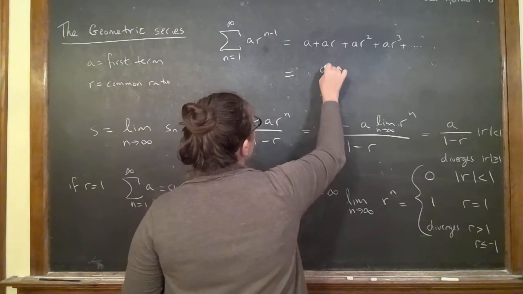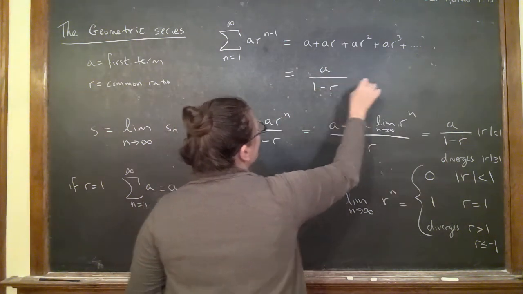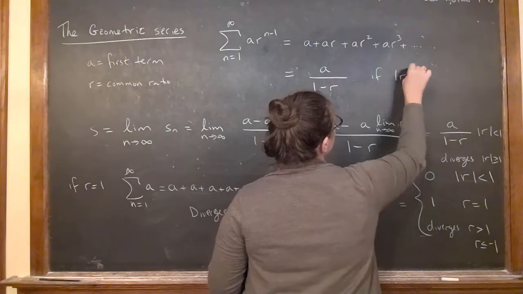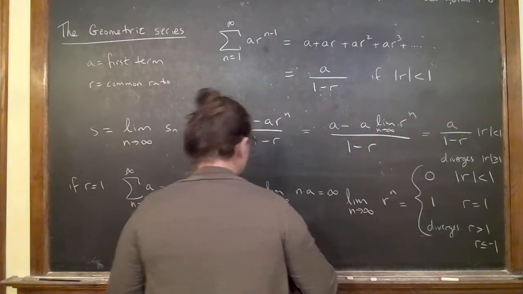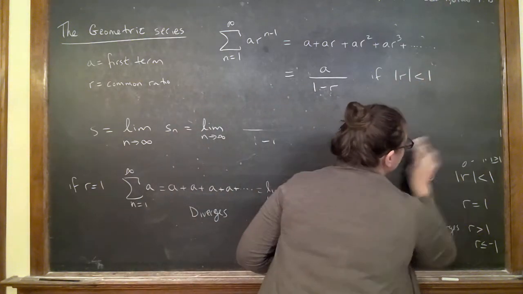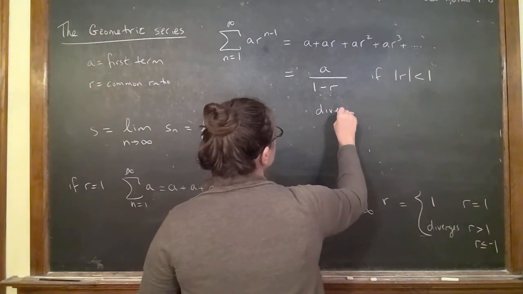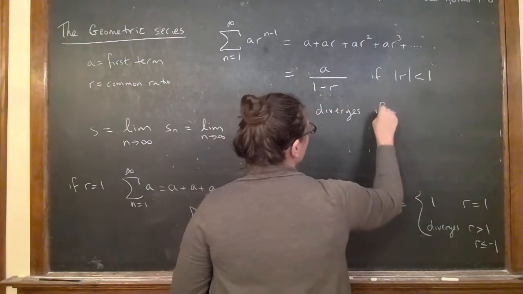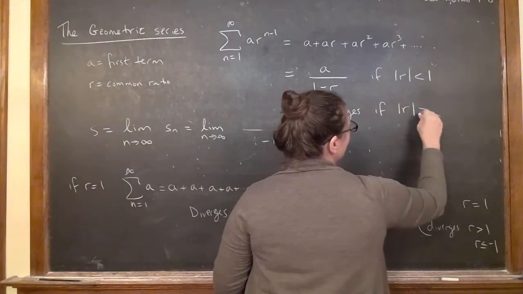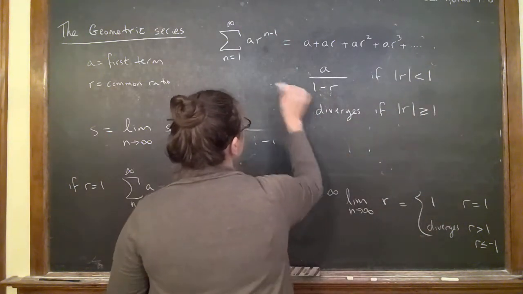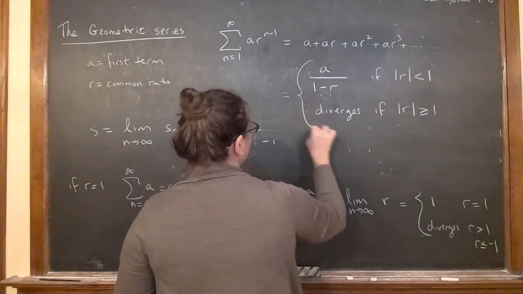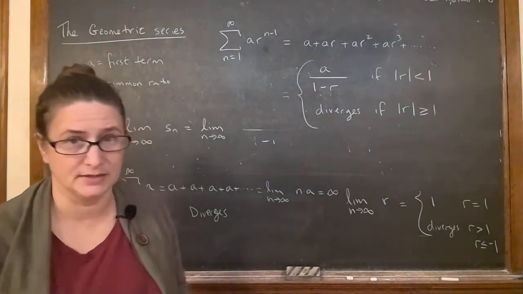It's equal to a over 1 minus r if absolute value of r is less than 1, and it diverges if absolute value of r is greater than or equal to 1. So this is actually the sum of your geometric series.